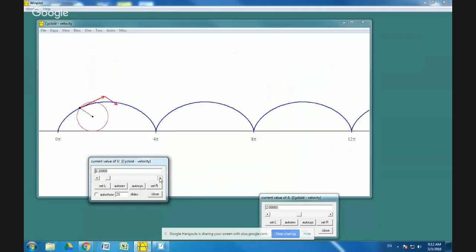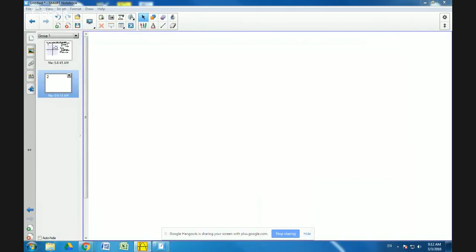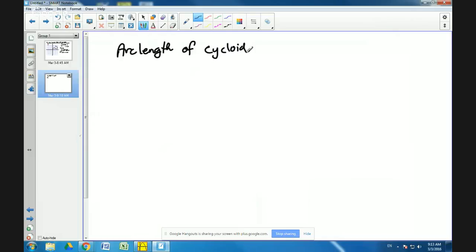So how could we calculate the length of an arc of a cycloid of radius 2? Any ideas? What's the arc length of a cycloid of radius 2? One arc. We'll just do it from 0 to 4 pi. Let me see how they're going to phrase this.